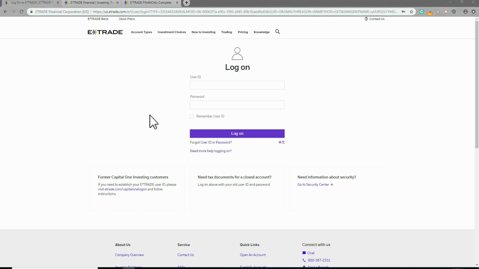You don't have to really do anything new as of yet, but once you do that, you will maybe have to make some changes, password changes, etc., with your account. So it's simple to log in, and you will see all of your transferred assets over in Etrade.